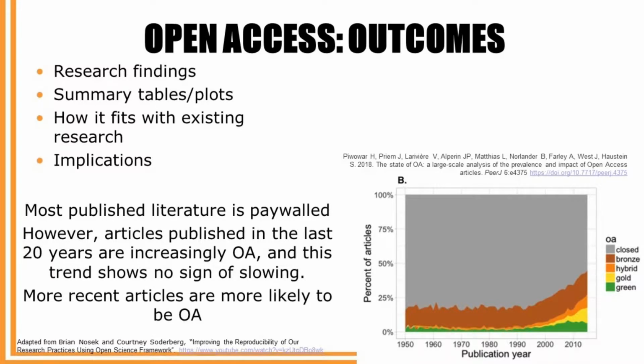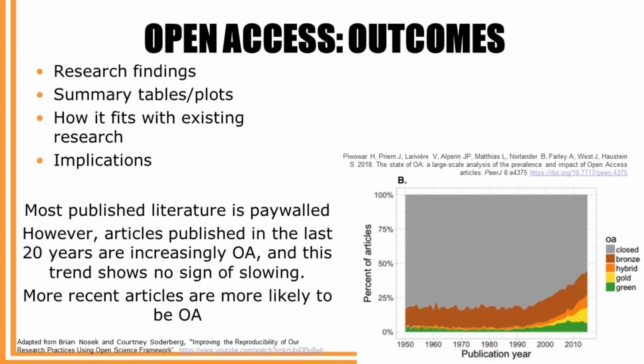This is a plot of literature over the last 20 years. All of the gray is that which is closed or behind paywalls. So you can see that the amount of open access to the published literature is increasing over the last 20 years, but there's still ways that we can further that.